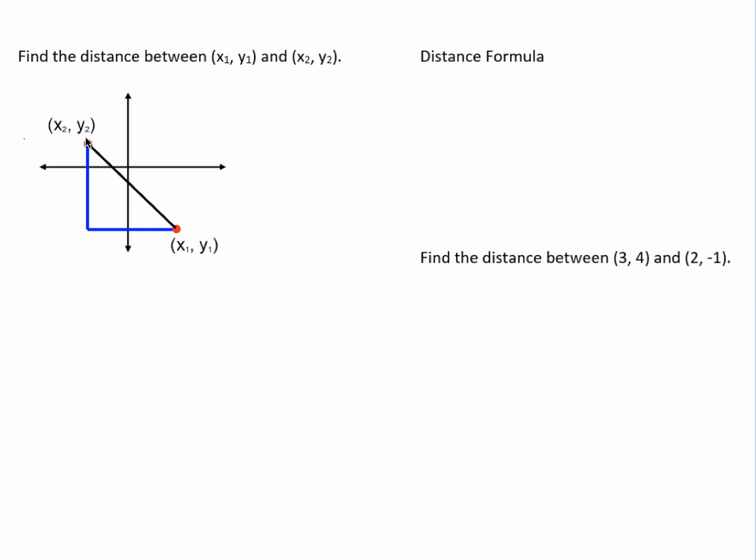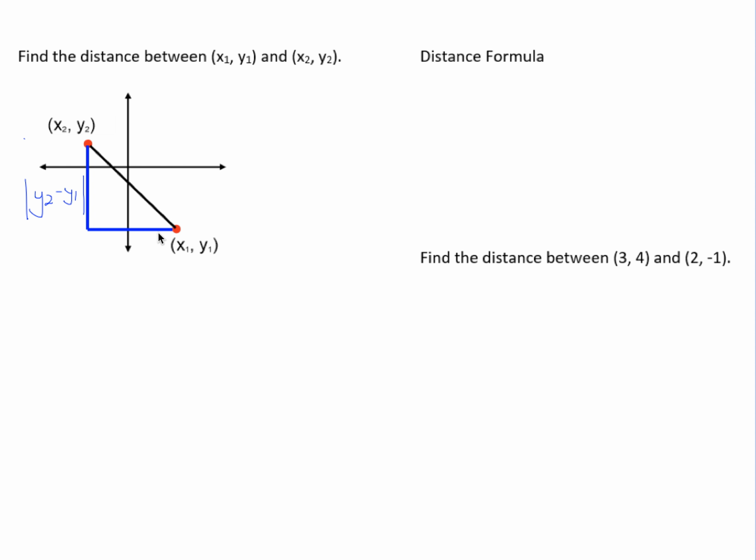And we want to find the vertical distance. Well, to find the vertical distance, what we can do is take the y value minus the other y value. In this case, it would be a positive number, but just in case, we can put absolute value there.